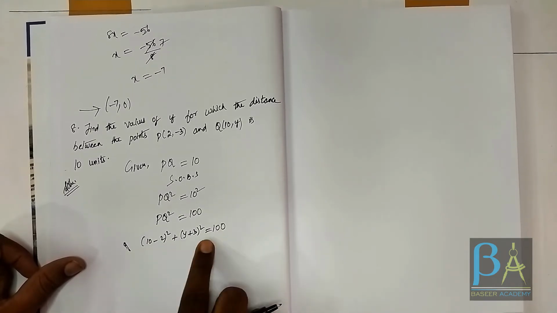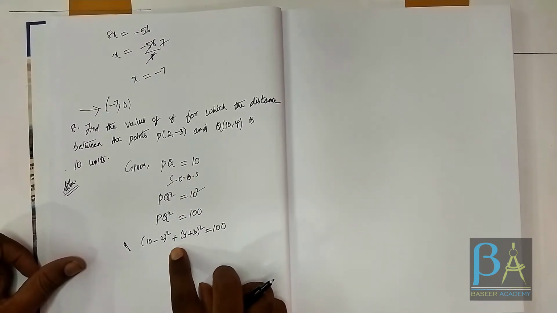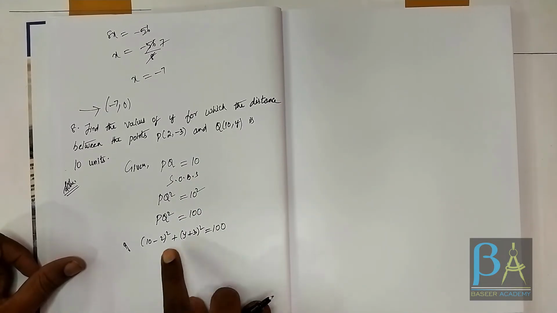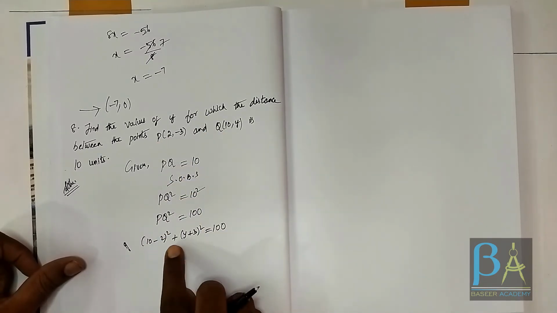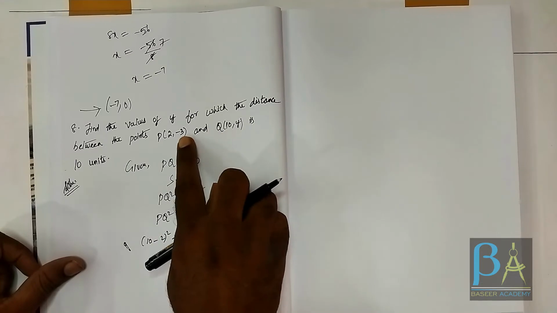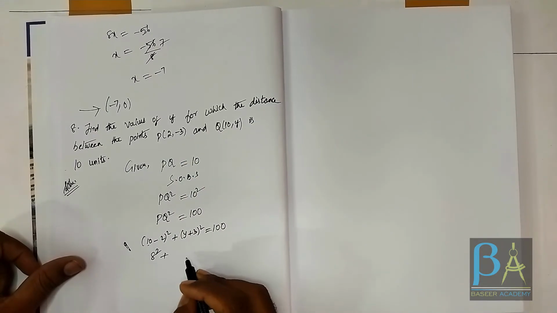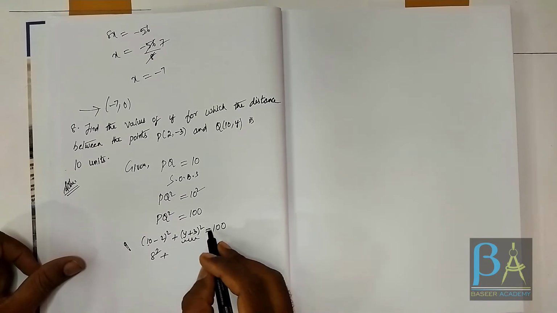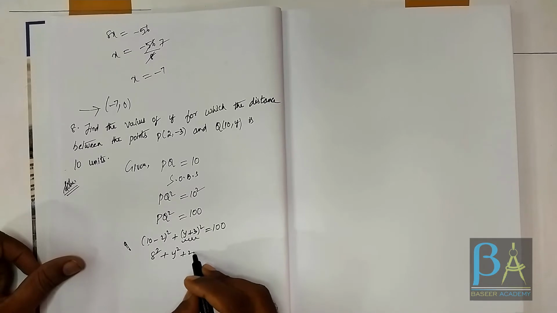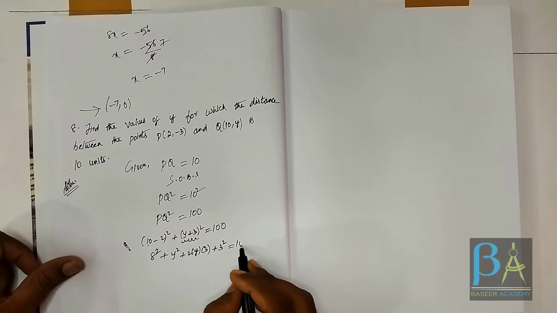You can write the distance formula and then do the substitution, but I am doing it in a pretty direct manner here. I subtracted the x coordinates and then squared them, plus I subtracted the y coordinates and then squared them. 10 minus 2 is 8 square plus, this is something that we can expand using the a plus b whole square formula, which is a square plus 2ab plus b square.